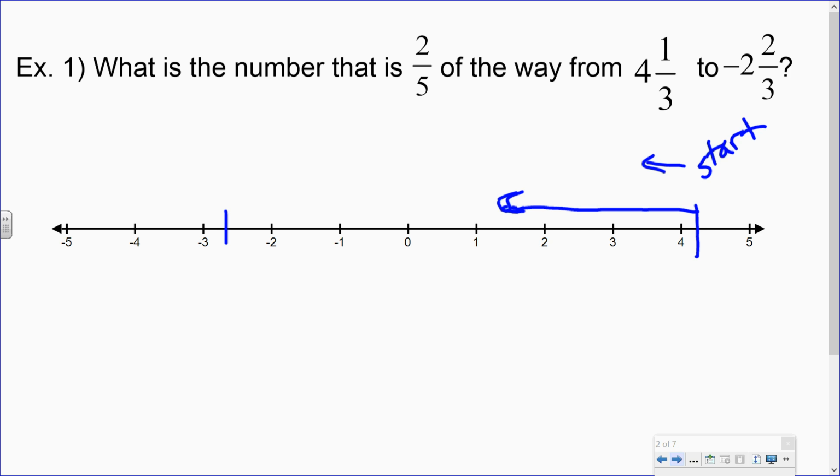If we get an answer that's 10.5, that's not even between those two numbers, we've done something wrong. We've gone the wrong direction. Or if we end up with something that's -7, that doesn't make any sense either, because we're only going less than half of the way between there. So we want our number to make sense.